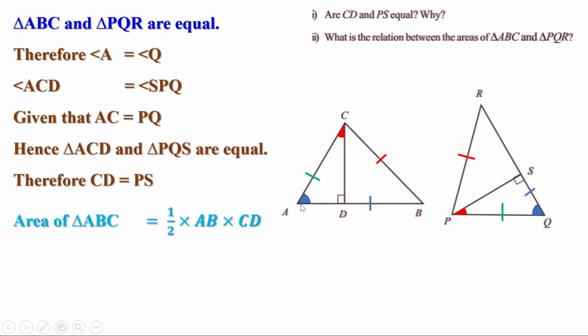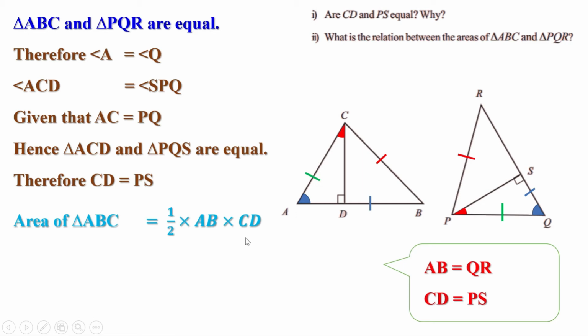Now it is given that AB and QR are equal. So instead of AB, I can write QR. In the same way, we have seen that CD and PS are also equal. So instead of CD, I can write PS. So let me write it as half into QR into PS. Since AB and QR are equal, I have written QR instead of AB, and since CD and PS are equal, I have written PS instead of CD.